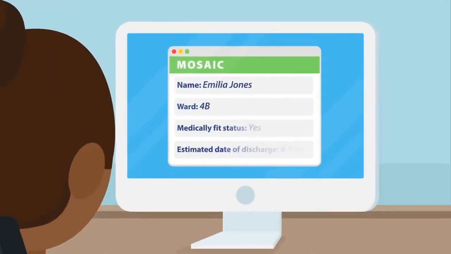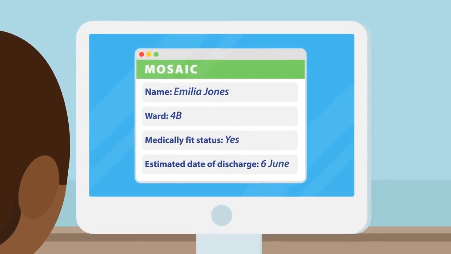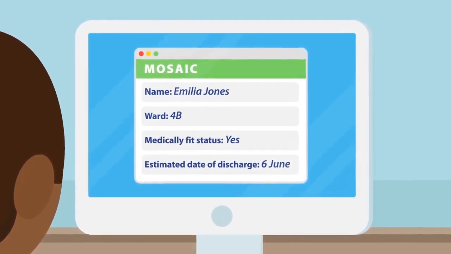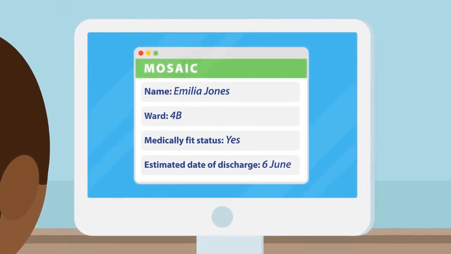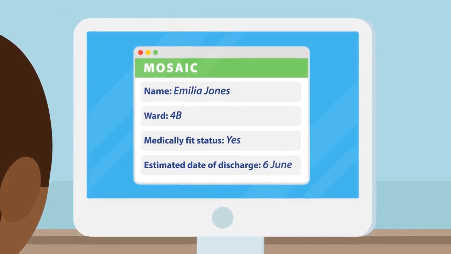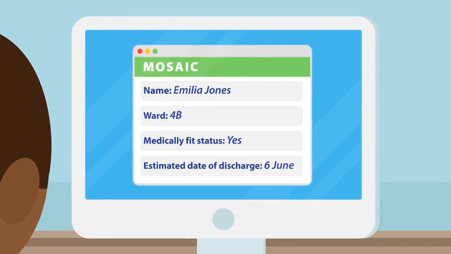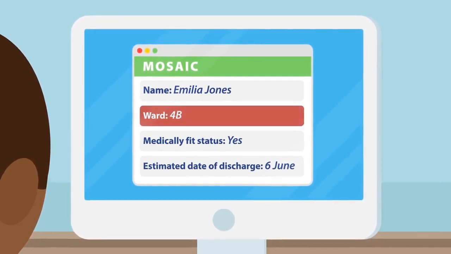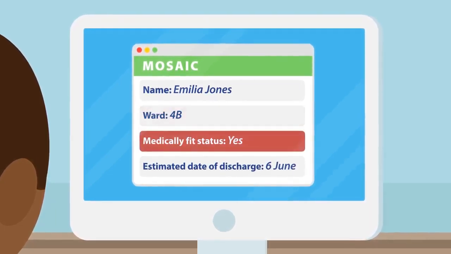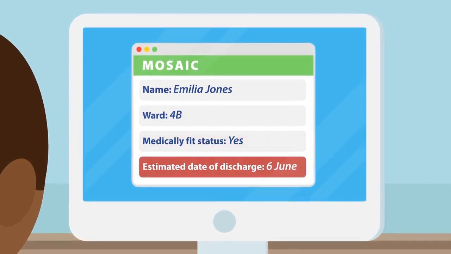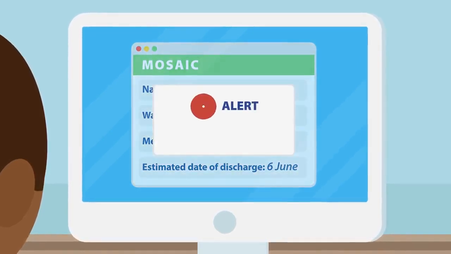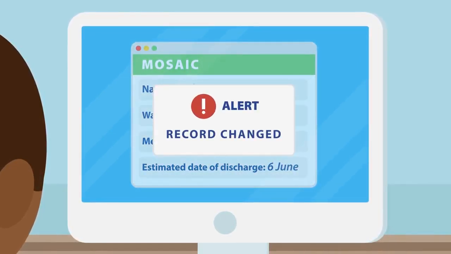The good news for social workers is they don't need to phone around for information, as it is all visible in Mosaic. The digital referral is now linked directly to the hospital systems. It updates patient information such as ward location, medically fit status, and predicted discharge date. If a person dies in hospital, the involved social care staff get notified of this change instantly.